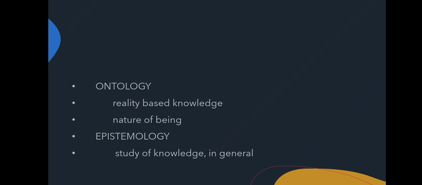Actually, ontology deals with human evolution, how the human evolved in the past and how he is living his life in present days. It deals with the nature of being, and ontology is also called first philosophy, and the term first philosophy was given by Aristotle, which was mentioned in his book.